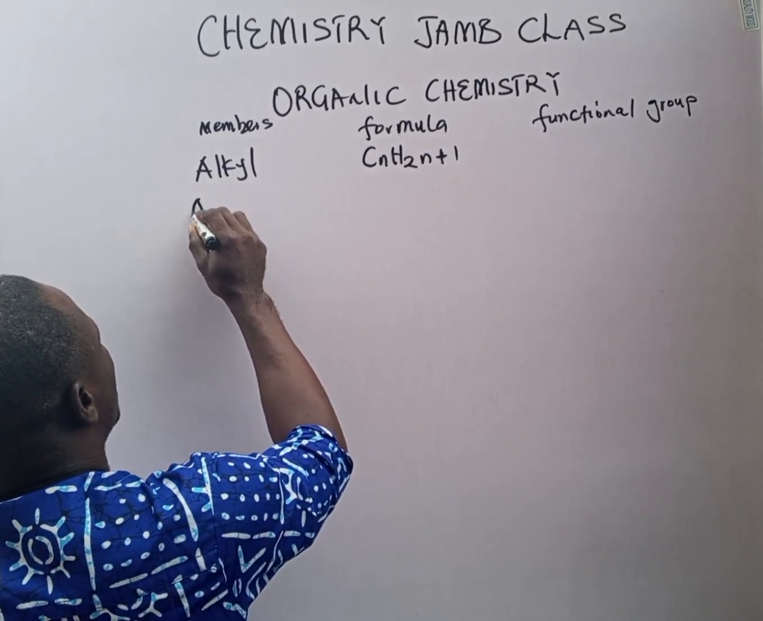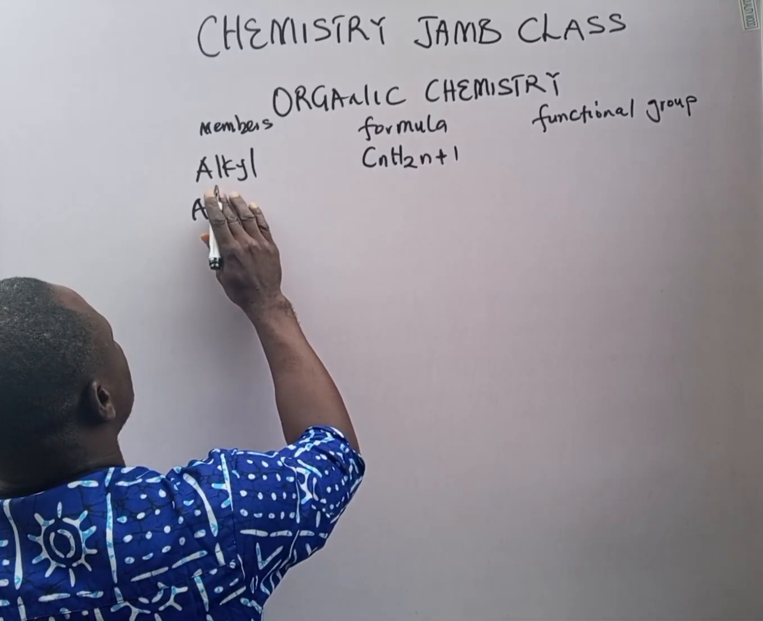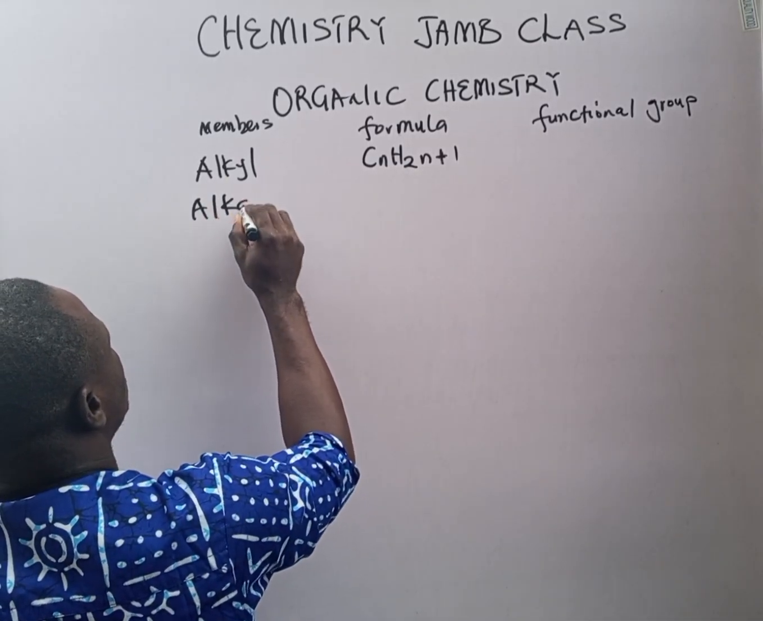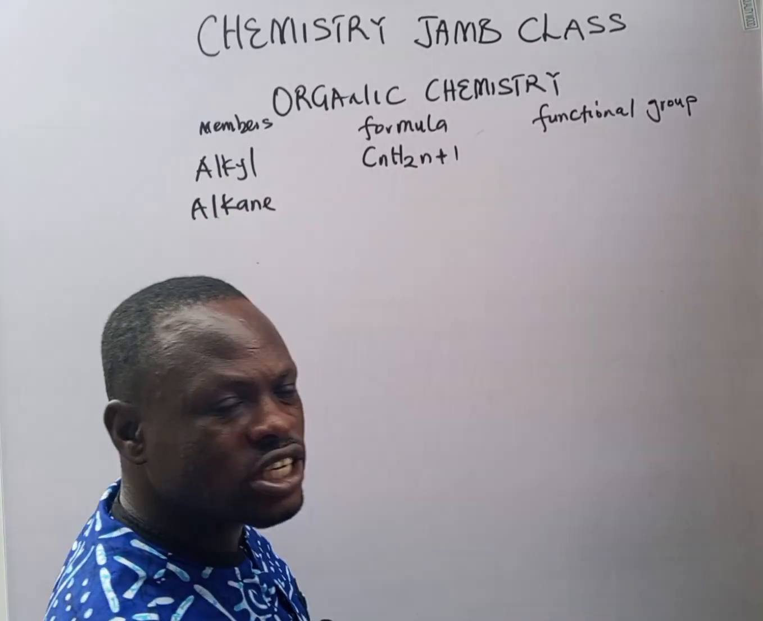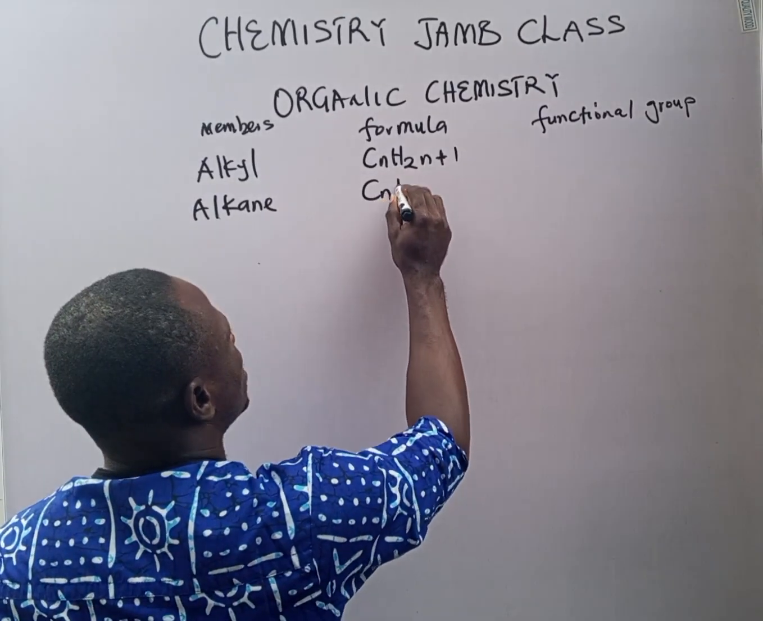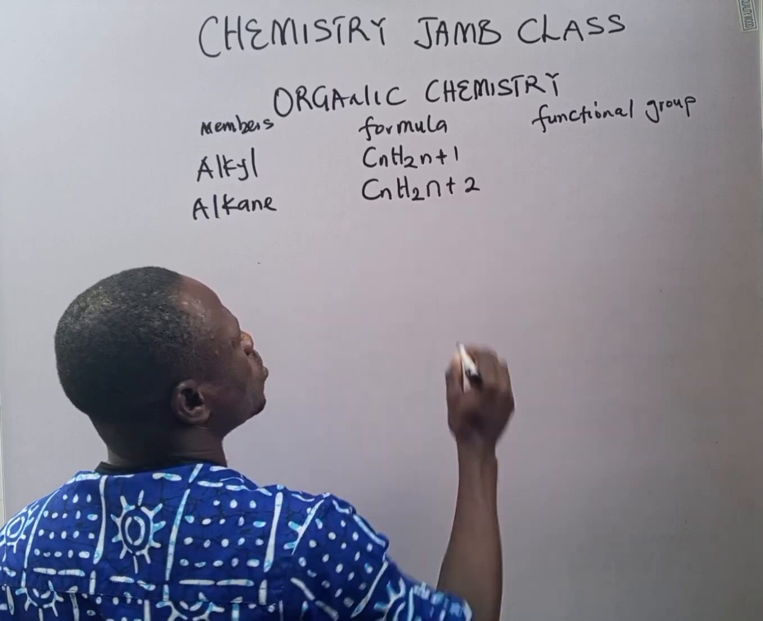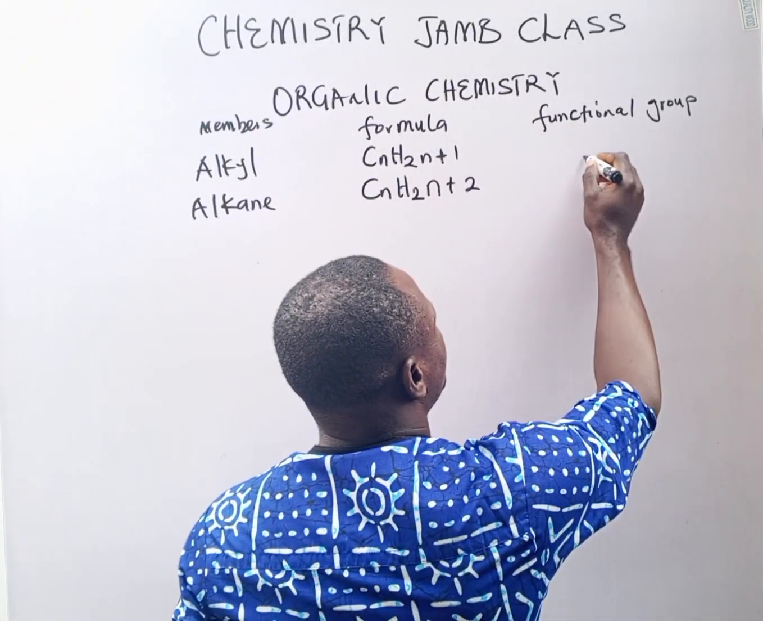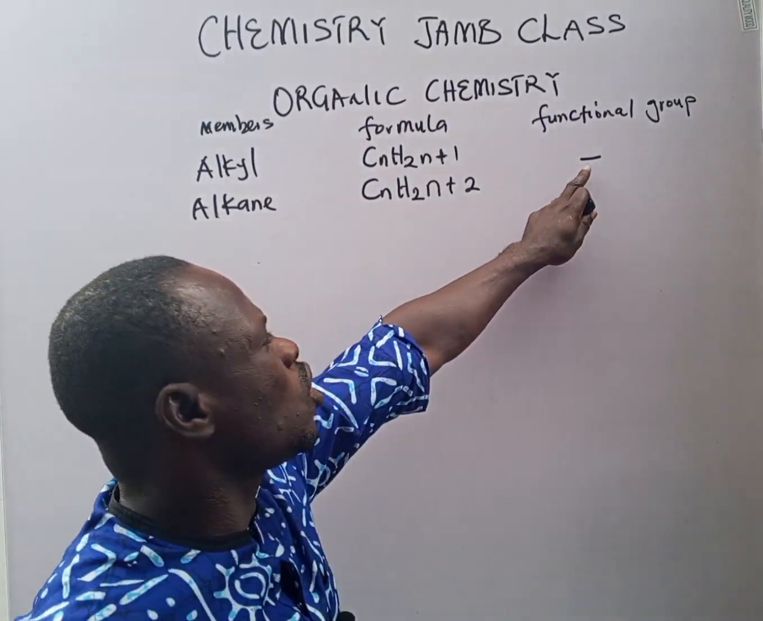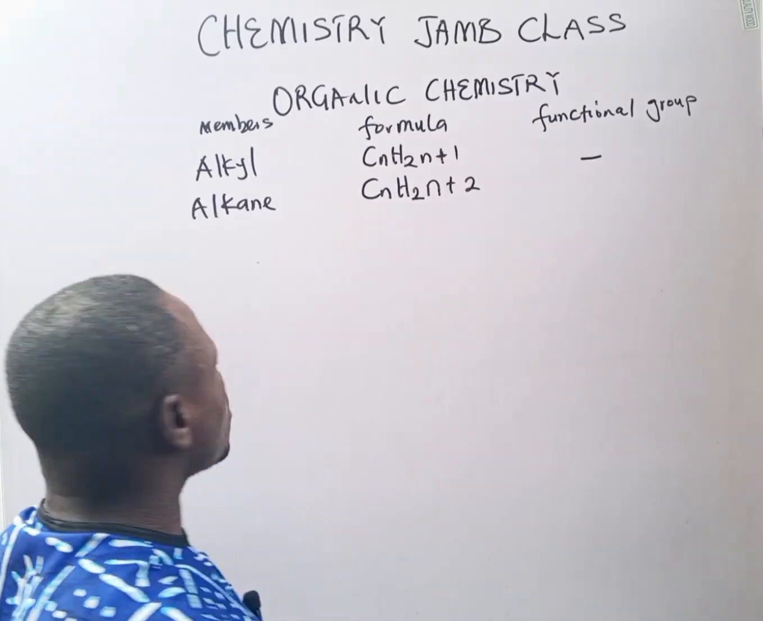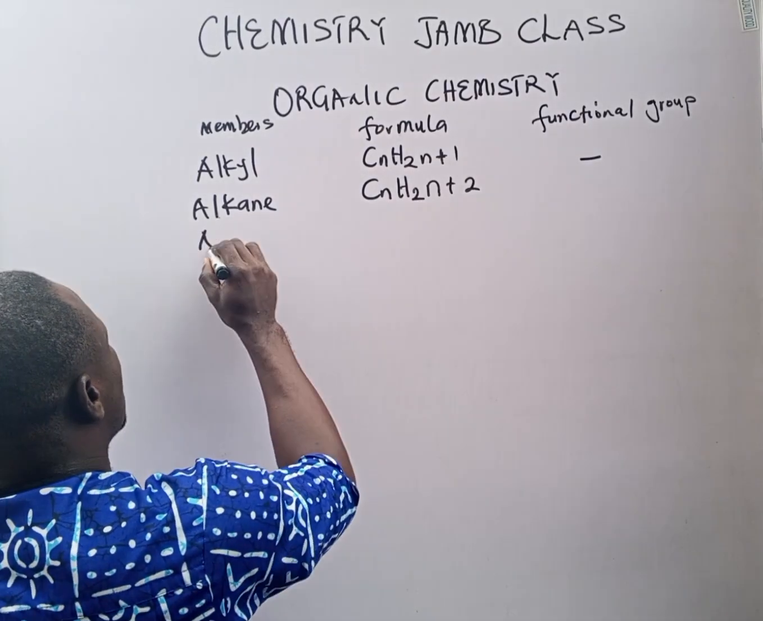Now we go to the next one, the alkane. Alkane has a general formula CnH2n+2 with a functional group of minus, a single bond. All right, we now proceed to the next one.